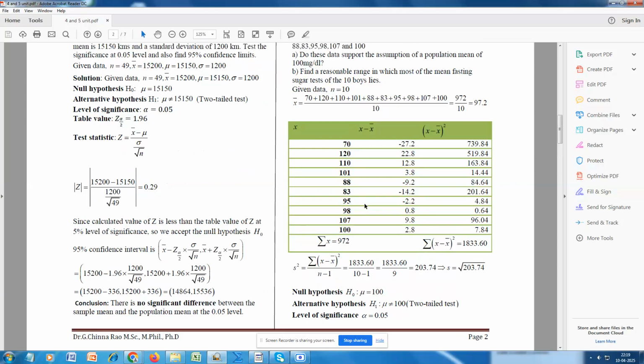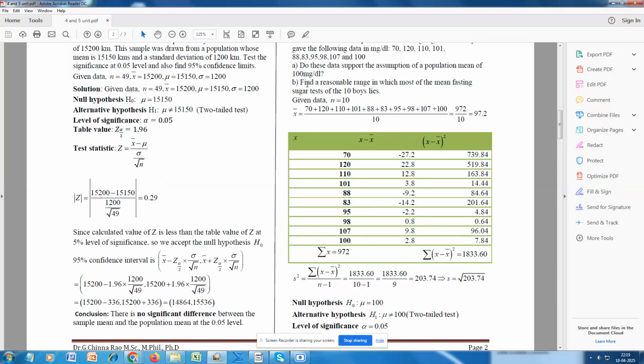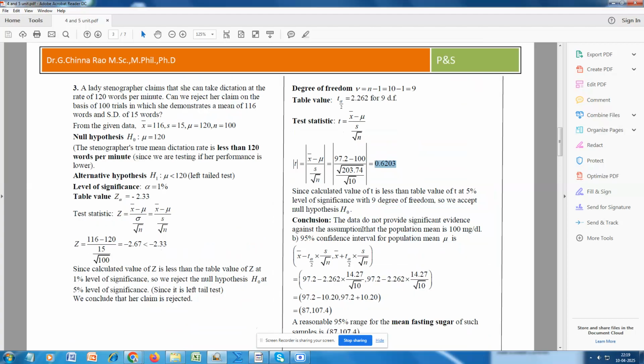And also we want to find confidence interval. So here confidence interval for population mean mu is x bar minus t alpha by 2 into s by root n, comma x bar plus t alpha by 2 into s by root n. This s by root n is called the standard error.